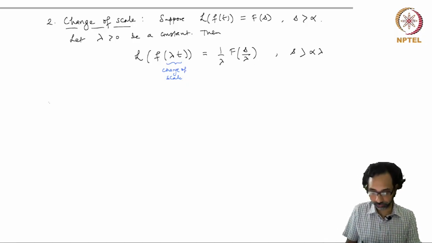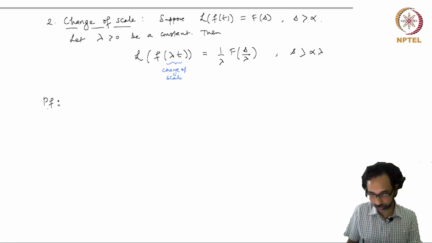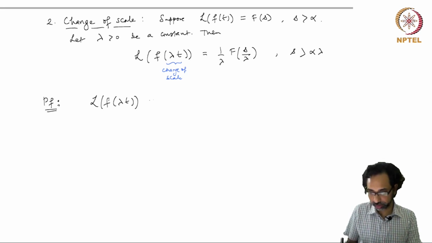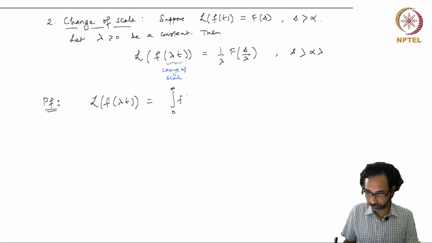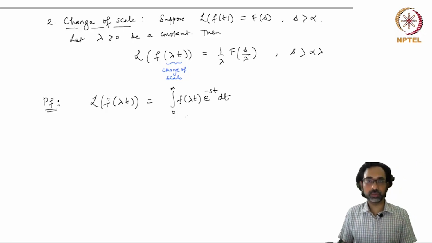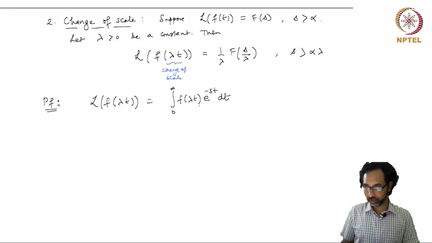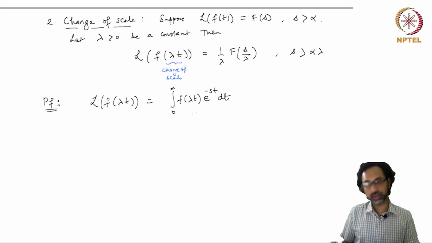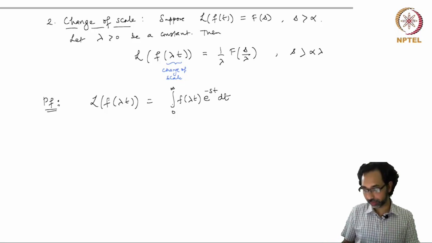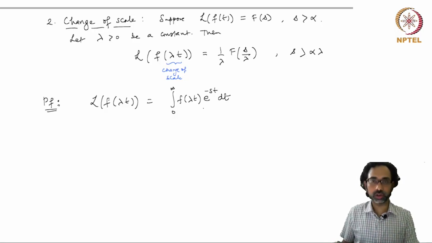So let's see a proof of this property. We can start with the Laplace transform of f of lambda t. This is by definition the integral from 0 to infinity of f of lambda t times exponential minus st dt. One can use improper Riemann integrals and write the limits, etc., but since now it is clear what it should be, I am just writing 0 to infinity for shorthand notation.